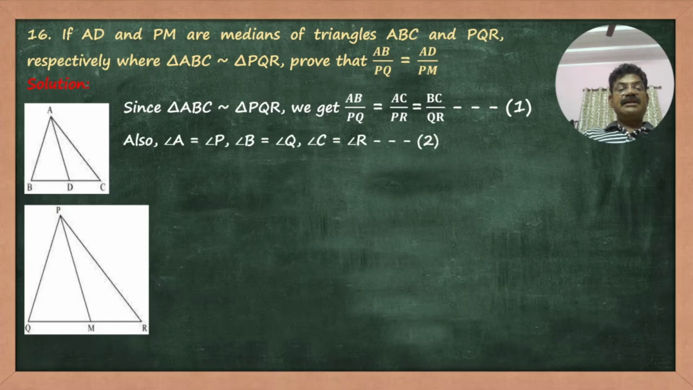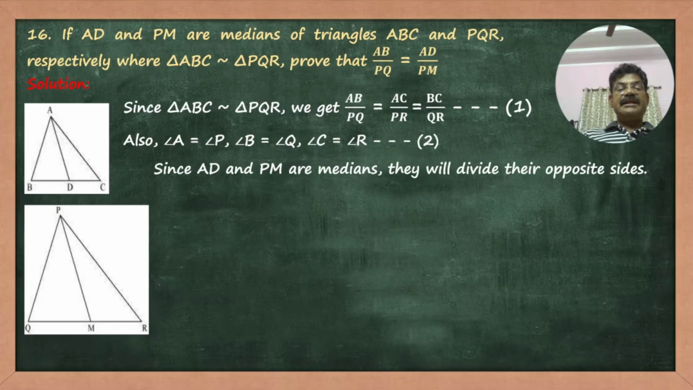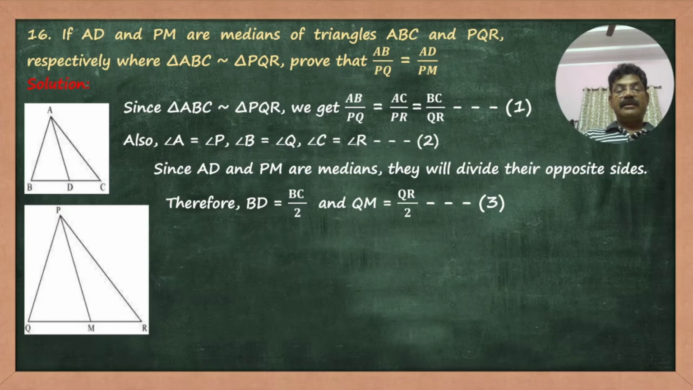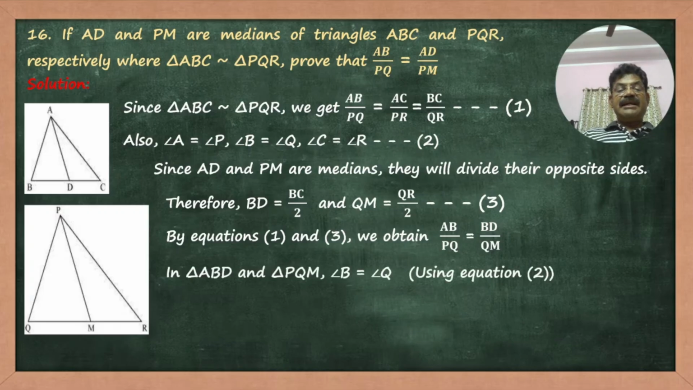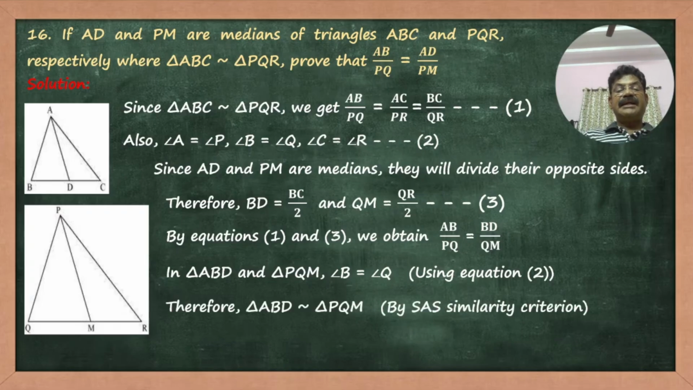Also, angle A is equal to angle P, angle B is equal to angle Q, angle C is equal to angle R. Since AD and PM are medians, they will divide the opposite sides. Therefore, BD is equal to BC by 2 and QM is equal to QR by 2. So, by equations 1 and 3, we obtain AB by PQ is equal to BD by QM. In triangle ABD and triangle PQM, angle B is equal to angle Q. Therefore, triangle ABD and triangle PQM are similar by SAS similarity criterion. Thus, AB by PQ is equal to AD by PM.